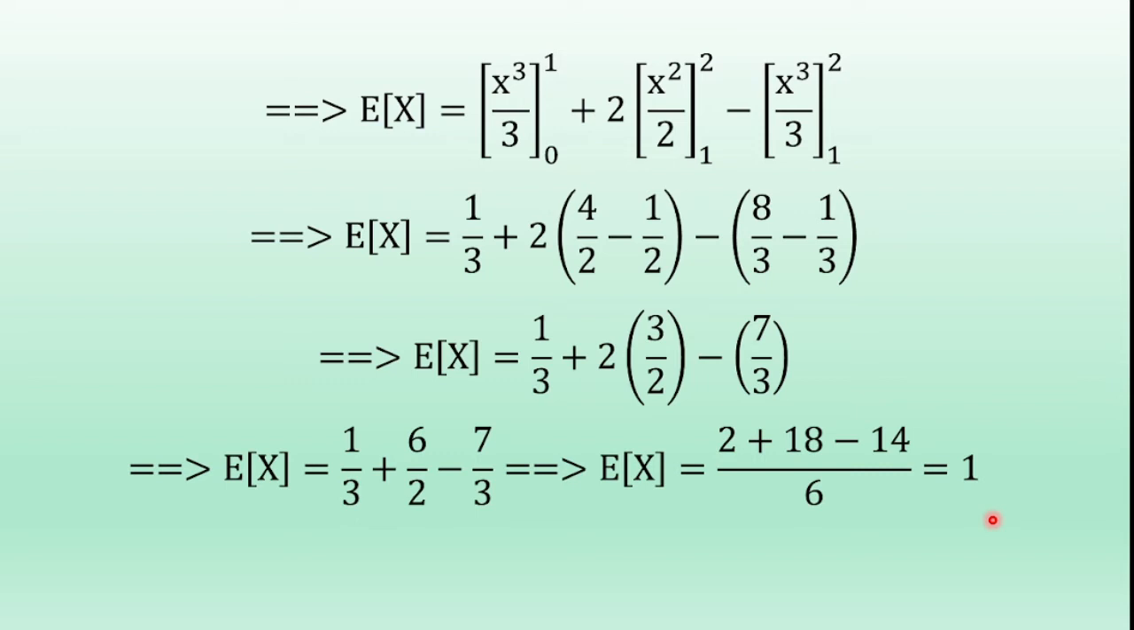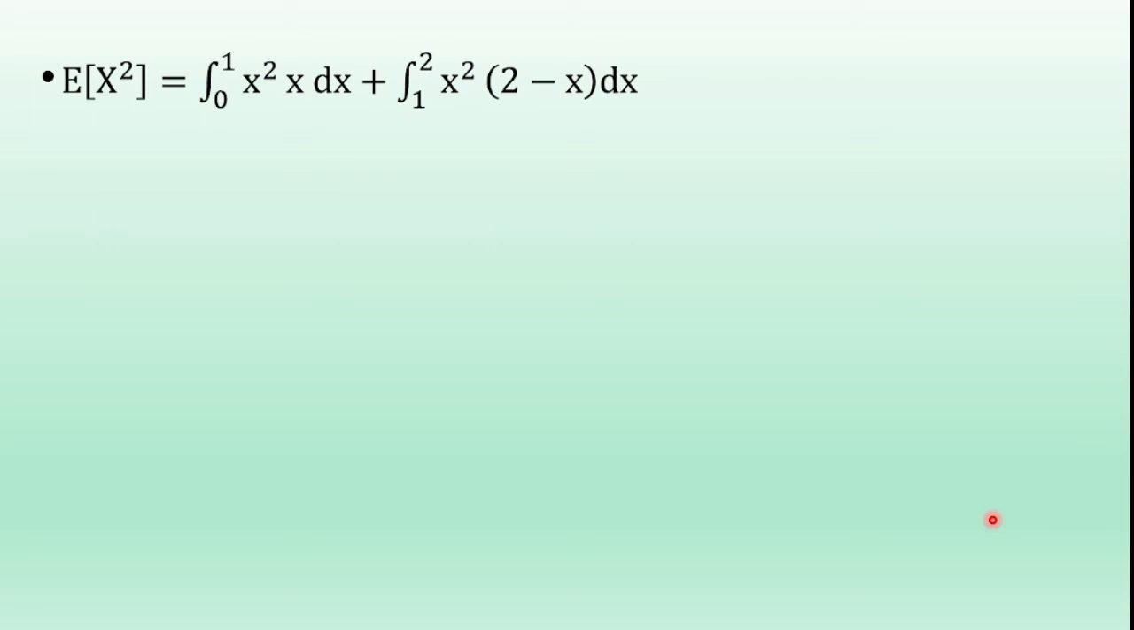Next find the expectation of x square, that is the mean square value of the random variable. For the continuous case, the mean square value expression is the integral from minus infinity to infinity of x square into fX of x dx. Applying the given density function, for x from 0 to 1 the density function is x, and for x from 1 to 2 the density function is 2 minus x. Therefore, expectation of x square is integral 0 to 1 of x square into x dx plus integral 1 to 2 of x square into 2 minus x.